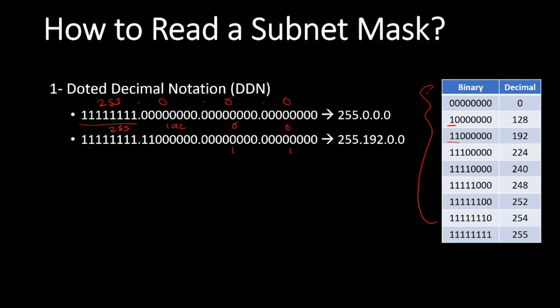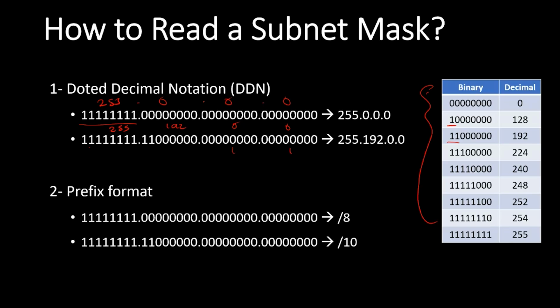Now this format is a little bit long, so they came up with another format which is much easier to read. As we discussed before, the ones always start from the left and they are contiguous, which means it is enough for us to describe how many ones we have on the left. For example, here we have 8 ones on the left, which means the other 24 bits are all zeros and they are host. The same applies here. If we know that the subnet mask is 10 bits only, we can conclude that these 10 bits are on the left and they are all 1, and the other 22 bits are the host part.